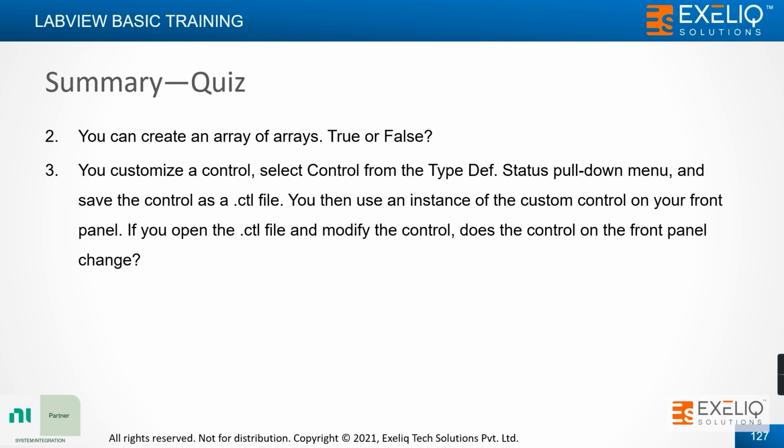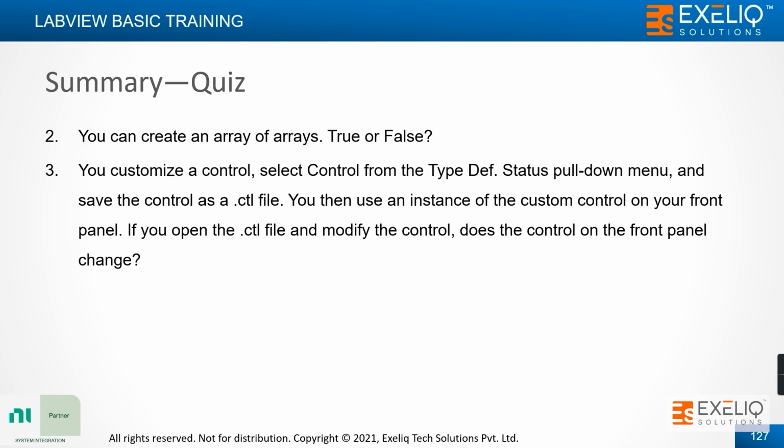You customize a control, select control from the type def status pull down menu and save the control as a CTL file. So we are going to customize a control, and from the type def status pull down menu, we have not selected type def. Instead, we have selected control and we have saved the control as a .ctl file. You then use an instance of the custom control on your front panel. If you open the .ctl file and modify the control, does the control on the front panel change?